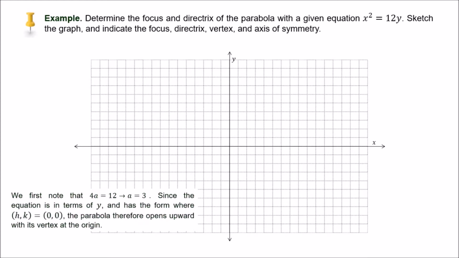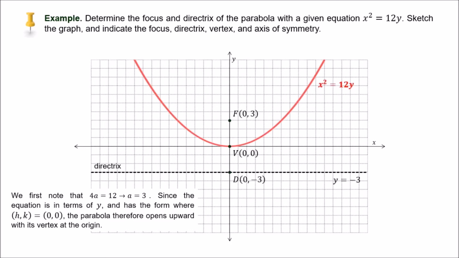Since the equation is in terms of y and has the form where the coordinates (h, k) are equal to (0, 0), then the parabola opens upward with its vertex at the origin. Let's try to draw our parabola. So we have a parabola that opens upward whose equation is x squared equals 12y. The vertex is at the origin, the focus is at point (0, 3), and the directrix is the line y equals -3.